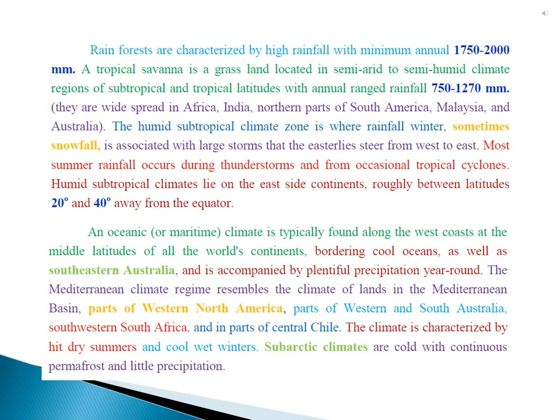My dear, most summer rainfall occurs during thunderstorms and from occasional tropical cyclones, while humid subtropical climates lie on the east side of continents, roughly between latitude 20 and 40 away from the equator.